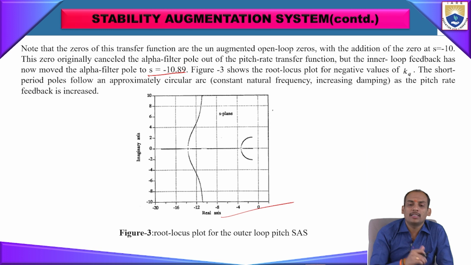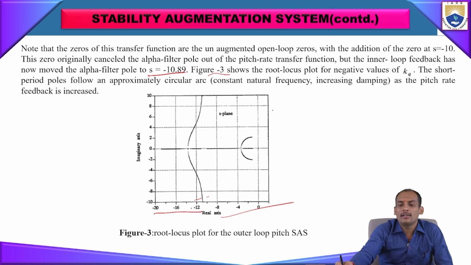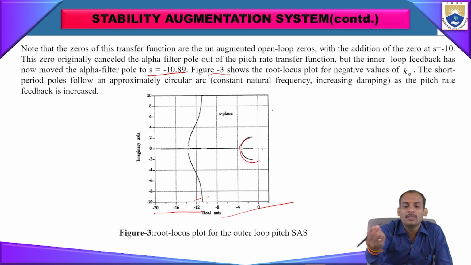Below, figure 3 shows the root locus for negative values of KQ, so the KQ values are negative only. The short period poles follow approximately a circular arc. So with constant natural frequency, the damping increases as the pitch rate feedback is increased. When the feedback values are increased so much, the natural frequency and the damping will be constantly increasing.